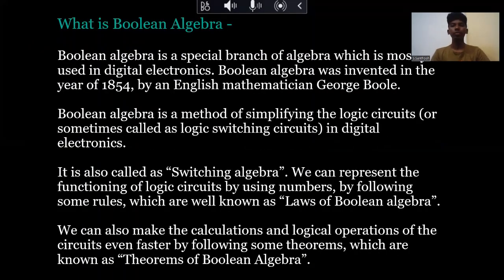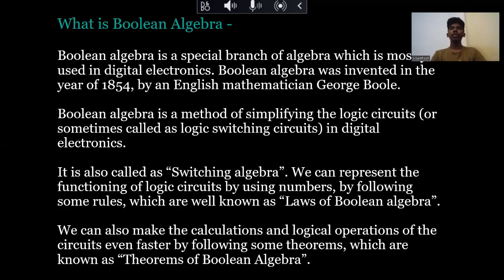So what is Boolean Algebra? Boolean Algebra is a special branch of algebra which is mostly used in digital electronics. This was invented in the year 1854 by an English mathematician George Boole. And Boolean algebra is a method of simplifying logical circuits.